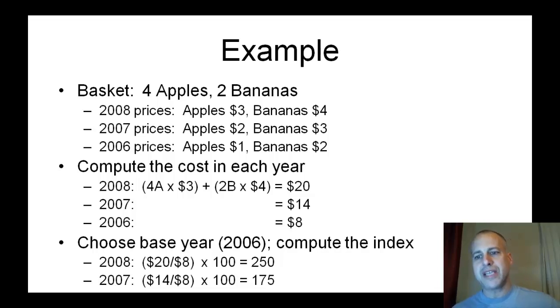In 2007, that basket cost $14 divided by the $8 cost in the base year times 100 to get our index value, and this gives us an index for 2007 of 175. In other words, on average, prices have gone up by 75% between 2006 and 2007. You can see that if we compute this for 2006, the index is going to be exactly 100. We'll have $8 divided by $8, giving us an index value of exactly 100.